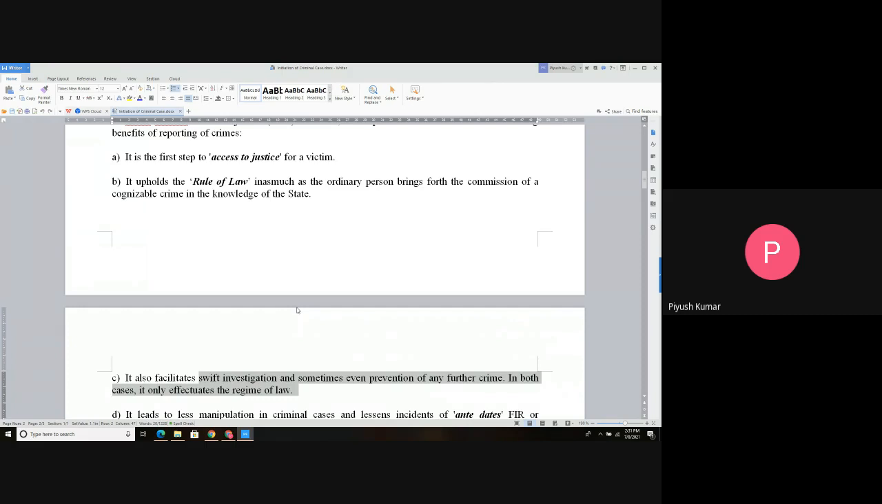Access to justice, it will help in strengthening rule of law, it will help in preventing crime, it will help in having a good investigation, it will help in kickstarting the criminal justice administration. So these are the few points that you should keep in mind.